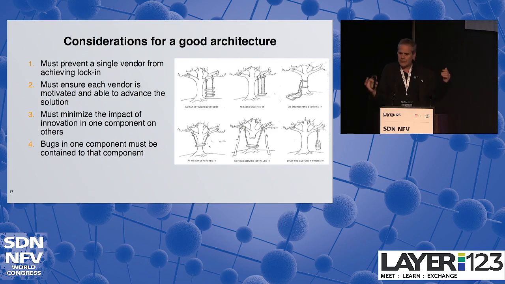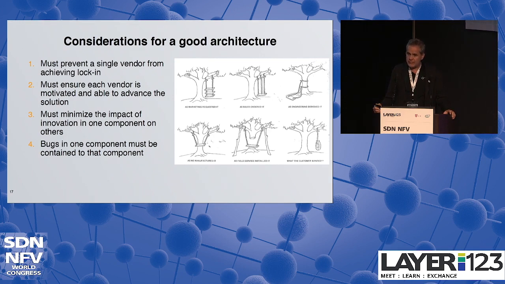But before we do that, let's think what does the right architecture have to achieve. So first, the whole point in SDN was avoiding vendor lock-in. You want to replace your vendors based on your actual needs. So avoiding lock-in is a key requirement of a good architecture in this world. You want to ensure that each vendor is motivated and able to advance the solution. The vendors that, if they don't have anything in it for them, will not do their piece of the puzzle, and that's not a viable architecture.